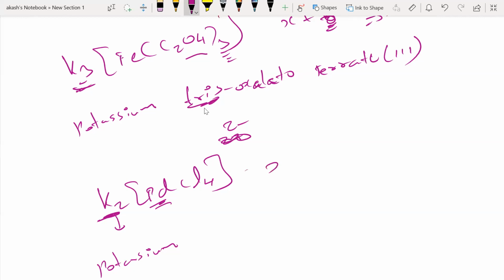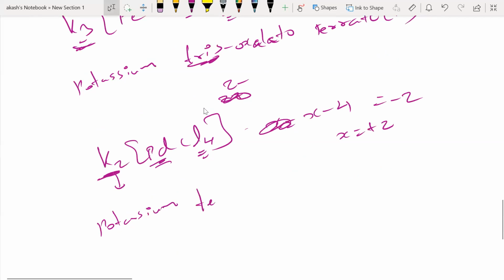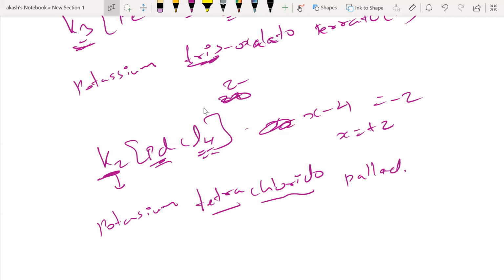So we have X minus 4. Why minus 4? Because we have Cl minus, 4 such things are there, will be equal to minus 2. So X will be found out to be in plus 2 oxidation state. So we have potassium tetrachlorido. Why tetrachlorido? Hope you understand. 4 chlorines are there, and the name of the ligand is chlorido. Next, we have palladate, palladate in plus 2 oxidation state. As simple as that.